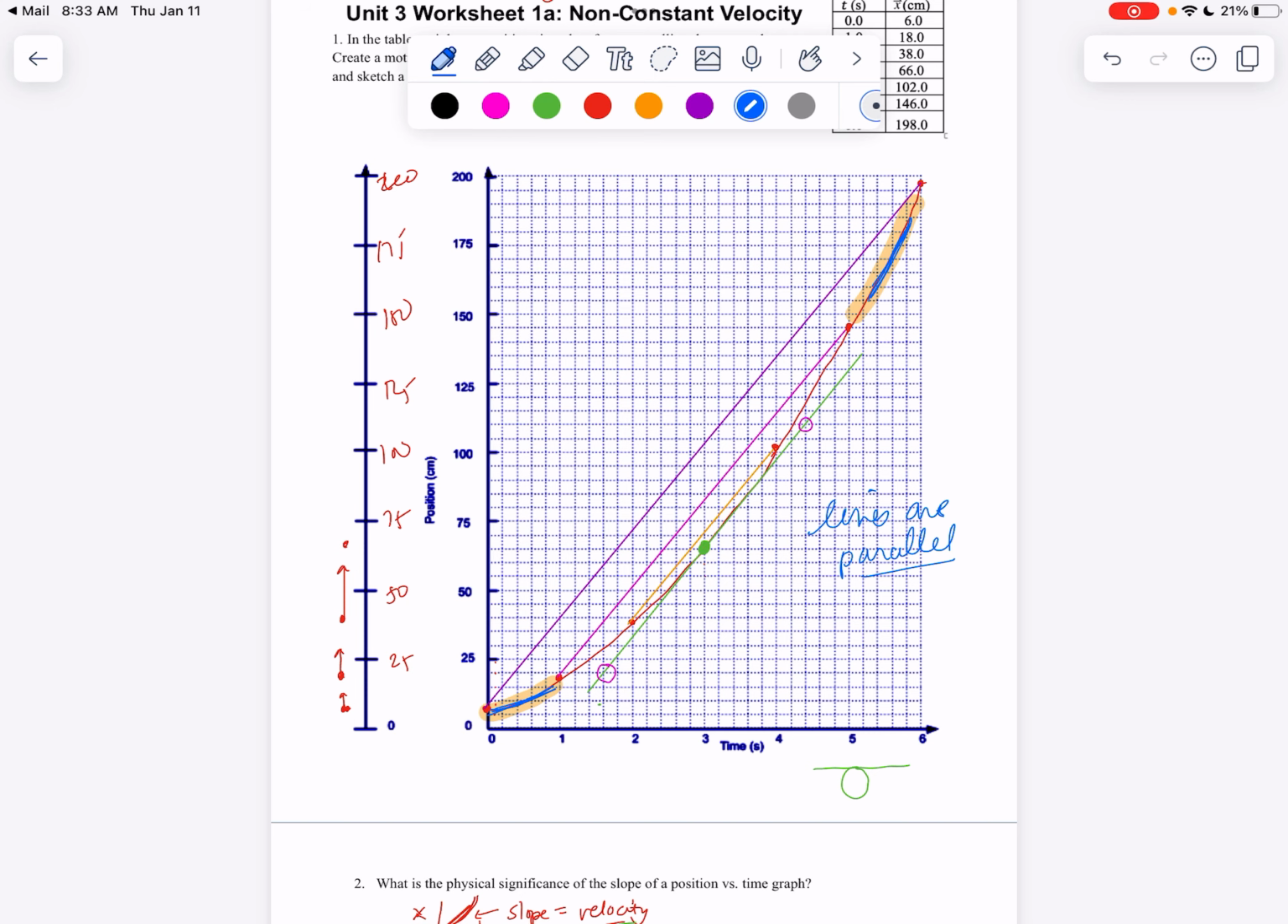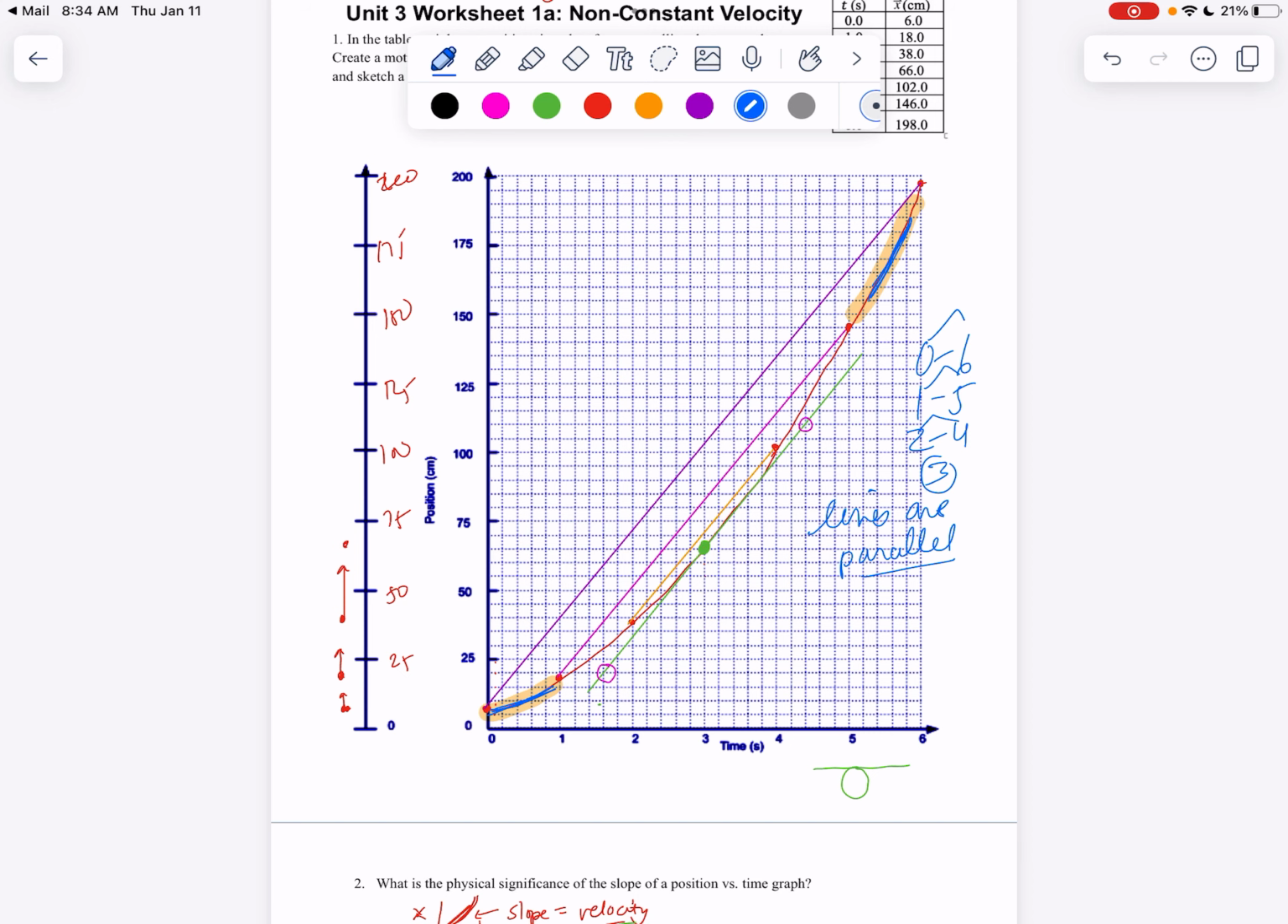Same thing from 1 to 5, same thing from 2 to 4, okay? So what you want to do is look at these intervals. What is special about these intervals? 0 to 6, 1 to 5, 2 to 4, and then a single point of 3, okay? So what we're doing is we're shrinking that time interval, okay?